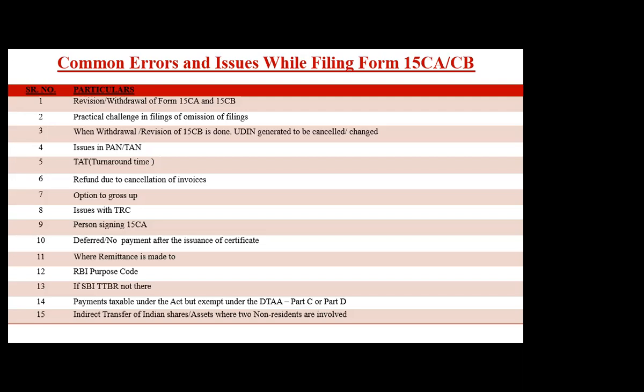If you are unable to withdraw, and the UDIN is generated, there is a 60-day window for UDIN withdrawal. In case you have withdrawn the UDIN also, then the certificate will not be considered. Otherwise, you can maintain a log of disregarded 15CB and CA at your end, noting that these certificates were issued at my end but were not used by the assessee, or these certificates were issued and I had to reissue because of whatever reasons. Practical challenges in filing, omission of filing, we have already discussed, so forth and so on.